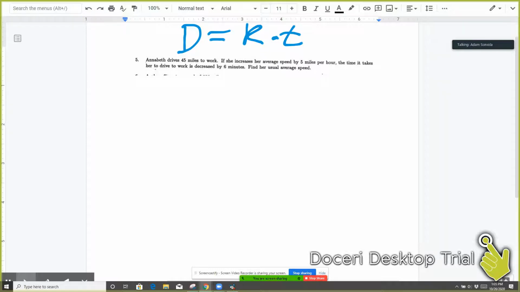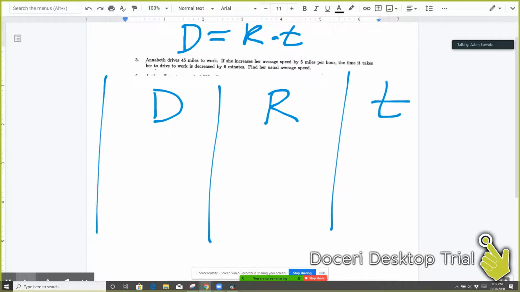Same concept. So the next step that I like to do is make a table. So I go distance, rate, and time, and that gives us 3 columns. And then we have 2 rows, and each row is going to represent a different thing that's moving. In both cases, it's Annabeth driving to work.